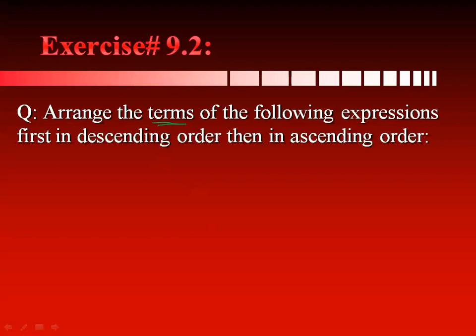Now, starting exercise number 9.2, here you have to arrange the terms of the following algebraic expressions, first in descending order, then in ascending order. So what you have here in the expression is the same variable, that is y, but their powers are different. Here the power of y is 3, here the power of y is 4, here the power of y is 2, here the power of y is 1, and what about here? Here the power of y is 0.